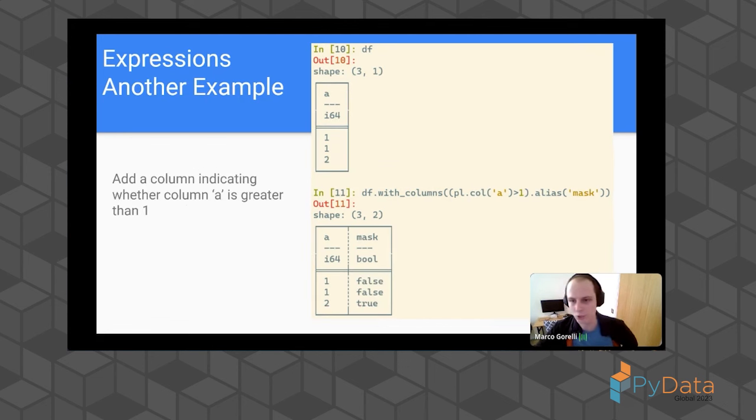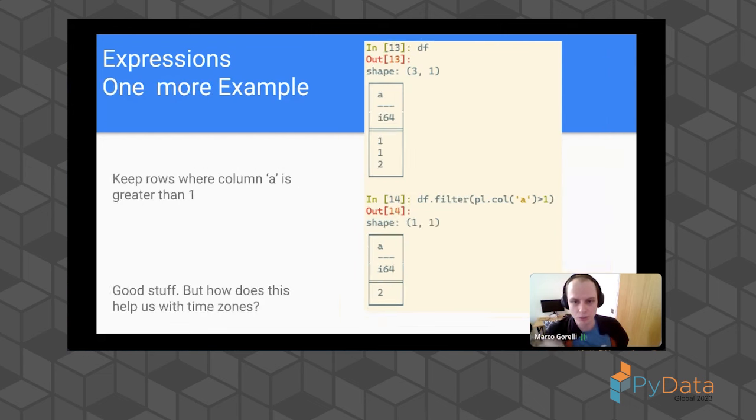We can also use inequality comparisons within expressions and create a Boolean mask. And then we can use a Boolean mask to only keep certain rows by using the DataFrame.filter function. Right, good stuff, but I know you're all very keen to go back to talking about time zones, so let's do that.